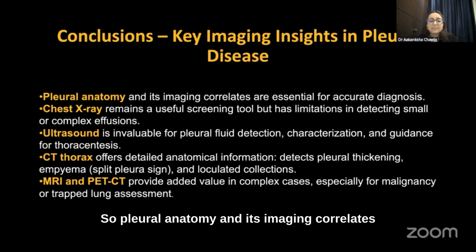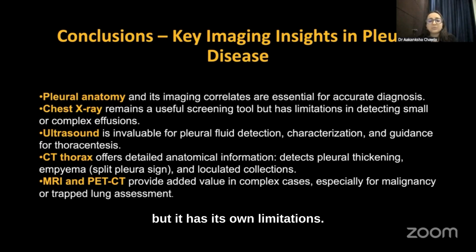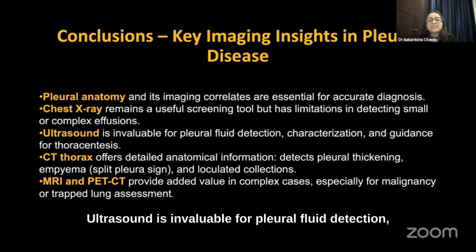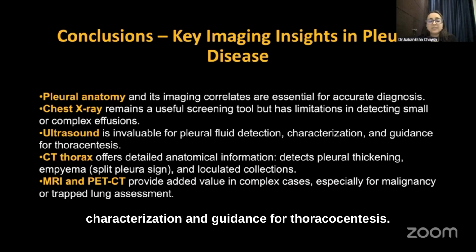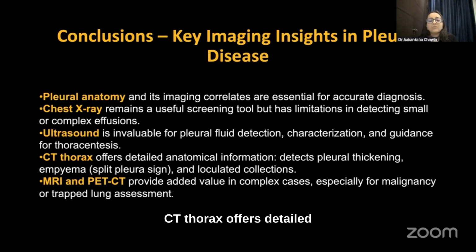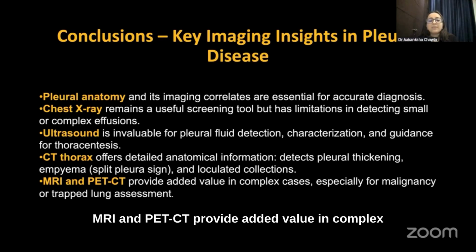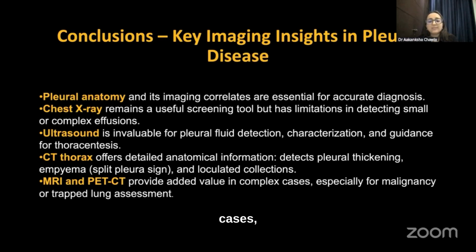So pleural anatomy and its imaging correlates are essential for accurate diagnosis. Chest X-ray remains a useful tool, but it has its own limitations. Ultrasound is invaluable for pleural fluid detection, characterization, and guidance for thoracocentesis. CT thorax offers detailed anatomical information, detects pleural thickening, the split pleura sign, and loculated collections. MRI and PET CT provide added value in complex cases, especially for trapped lung assessment and malignancy.